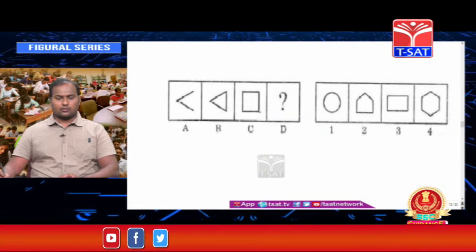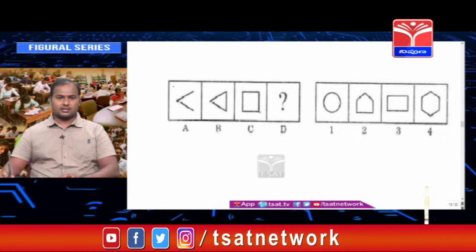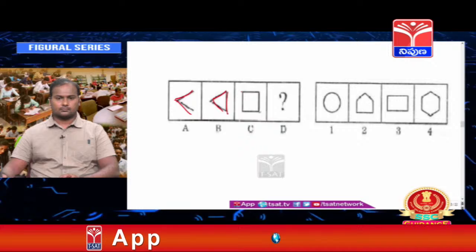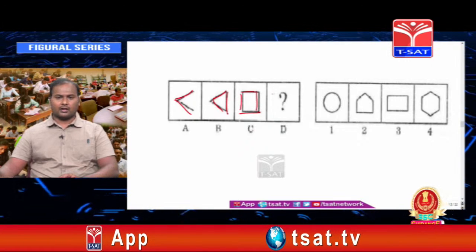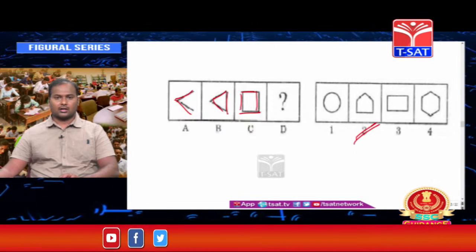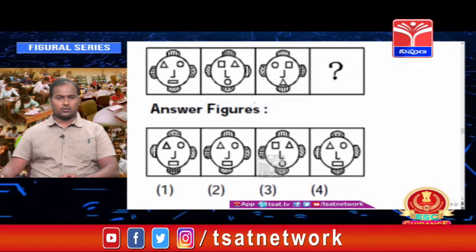In this question, what you can observe is the addition of one line. The simple change is the addition of one line. Here there are 2 lines. Here there are 3 lines. Here you have 4 lines. Obviously your answer will be 5 lines. So your answer is option 2. The addition of one line is the change you can observe in this particular series. Look at this question.